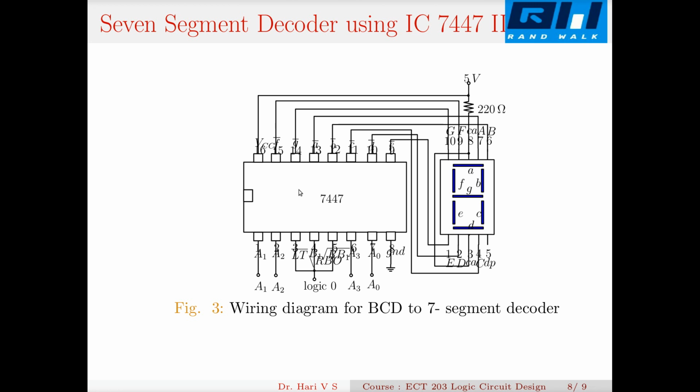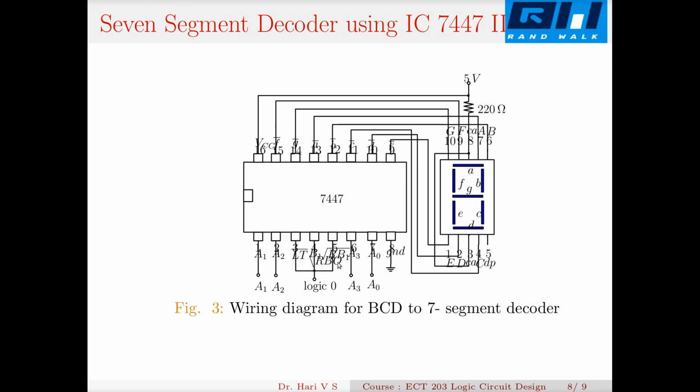Such a circuit is called a 7447. You can make such a circuit with a Karnaugh map, but I don't go into such a design. Here I am using this MSI chip 7447. Now what happens is, I apply the BCD inputs at these points A3, A2, A1, A0.